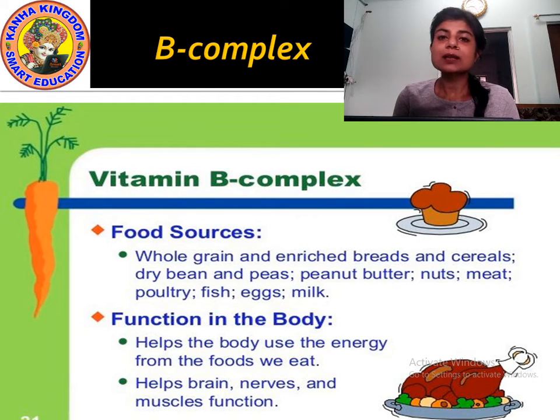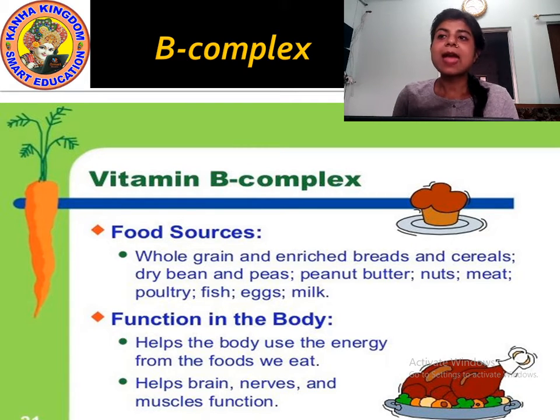And what is the function of this B complex? Why do we need B complex vitamin in our body? Because it helps the body to use the energy from the food we eat. The food we eat gives us energy. This B complex helps the body to use the energy from the food that we get. The energy that we get from the food, this B complex vitamin helps our body to use that energy.